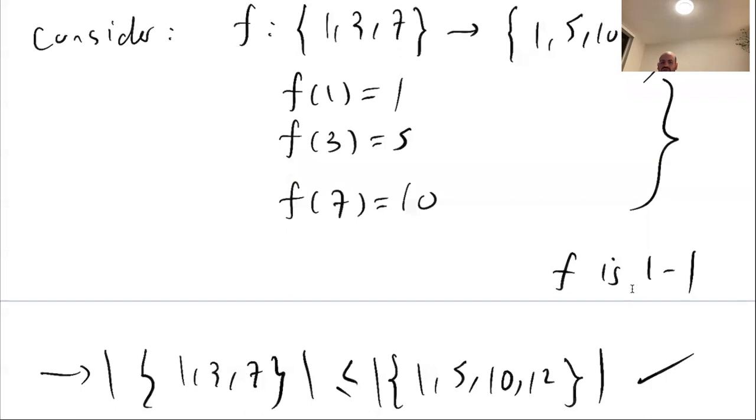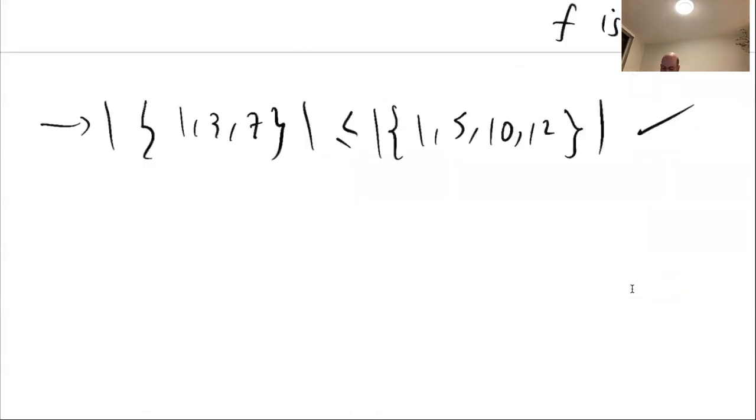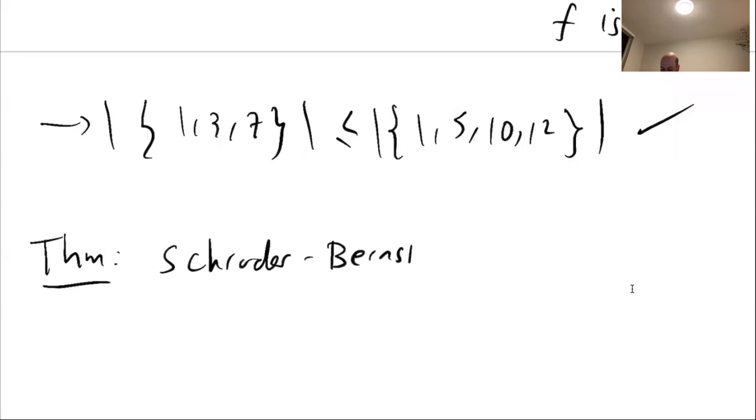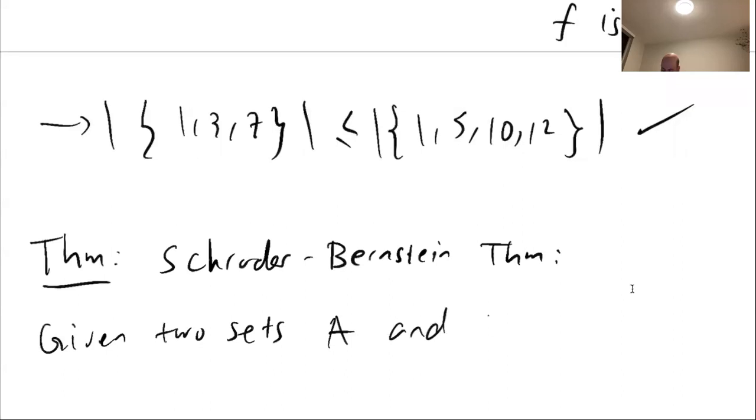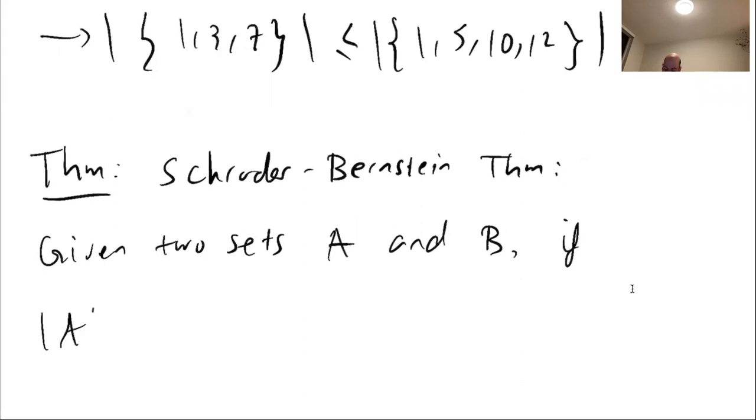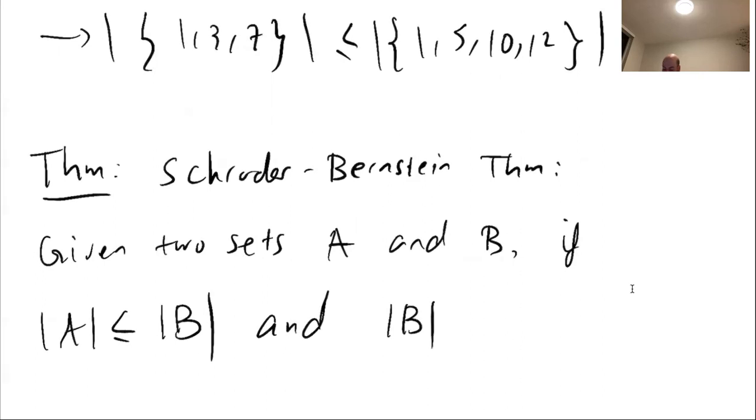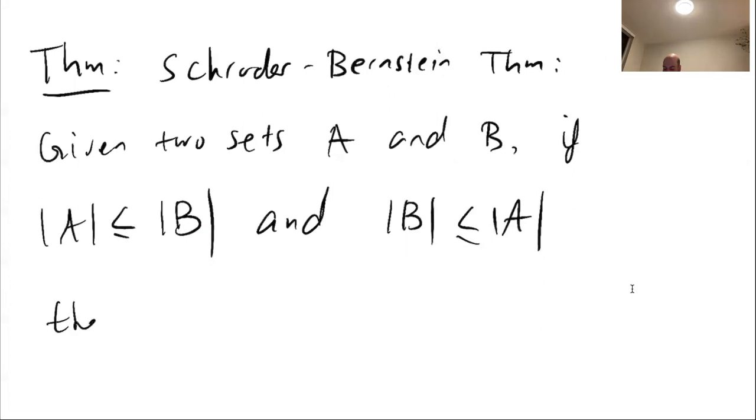Okay, and then we also have a theorem. Schroeder-Bernstein theorem: given two sets A and B, if cardinality of A is less than or equal to cardinality of B, and cardinality of B is less than or equal to cardinality of A, then cardinality of A is equal to cardinality of B.